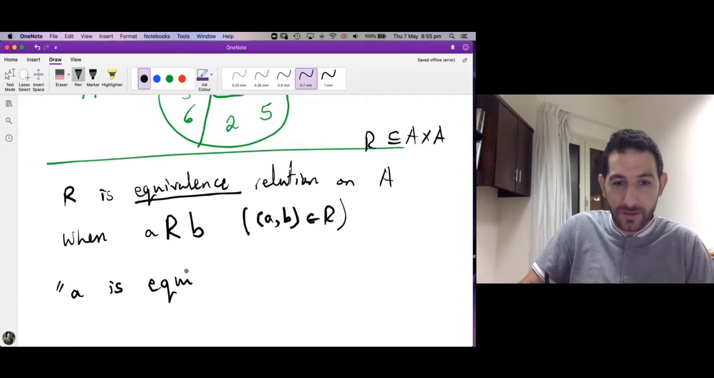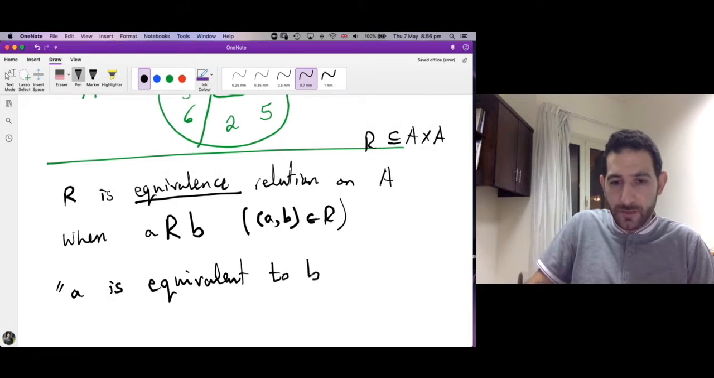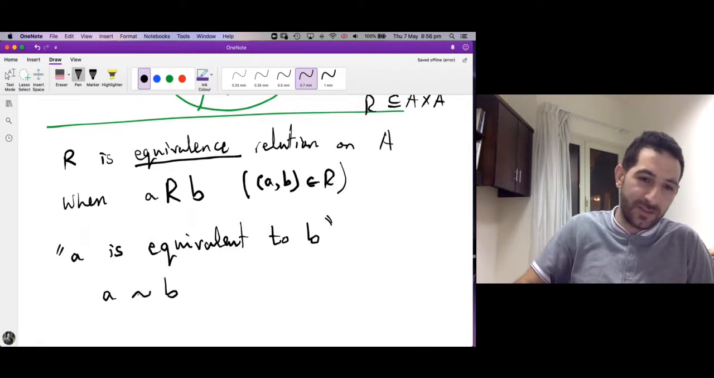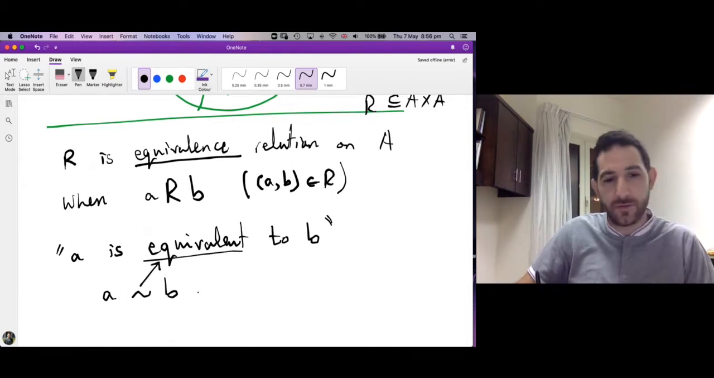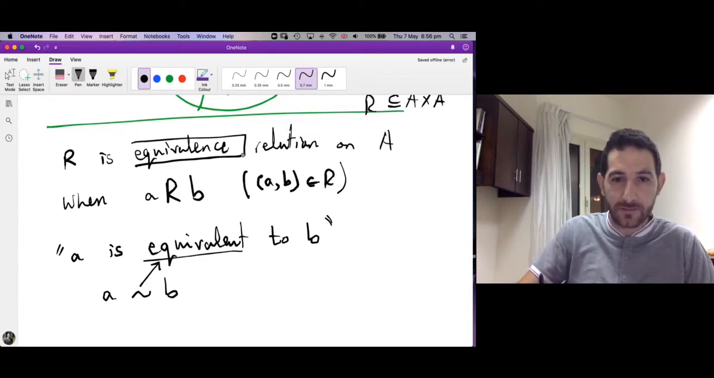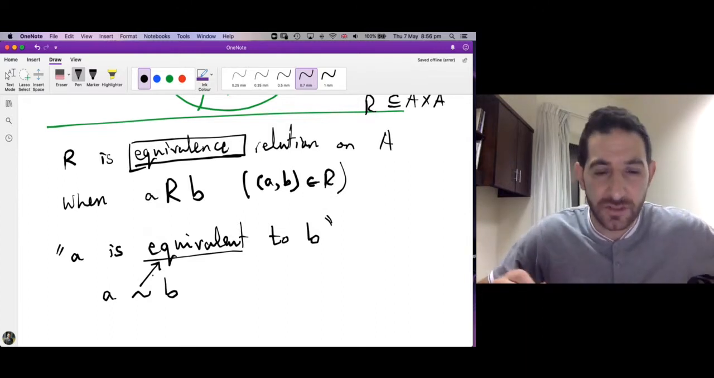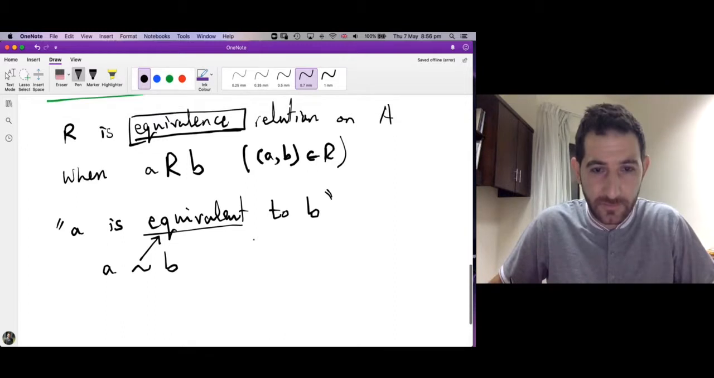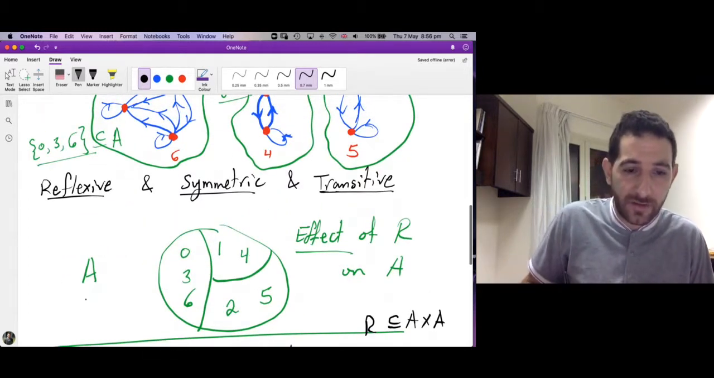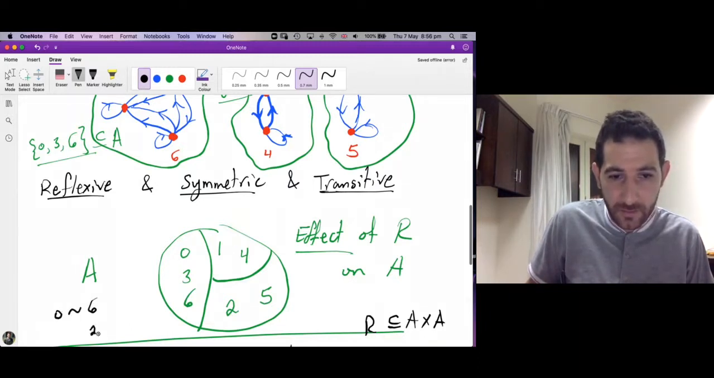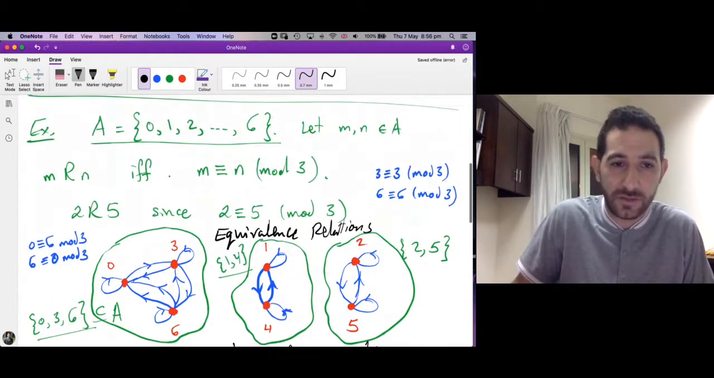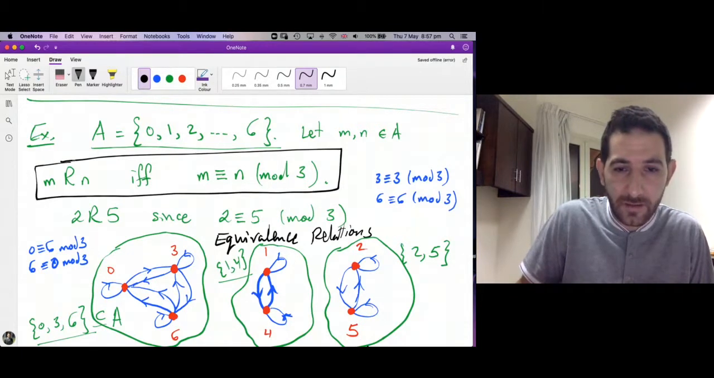So a is equivalent to b, and we write, using symbols, a tilde b. So this means it is equivalent. Tilde is the symbol we will use for equivalent. And what does it mean that a is equivalent to b? It means that a is related to b by an equivalence relation. Okay, so this is a terminology, a language we will use here. Now, once we have an equivalence relation, since 0 and 6 are related by the equivalence relation, we write 0 tilde 6. We also see that 2 is equivalent to 5, and 1 is equivalent to 4, via this relation R, which we defined so that two elements are related if they are congruent modulo 3.